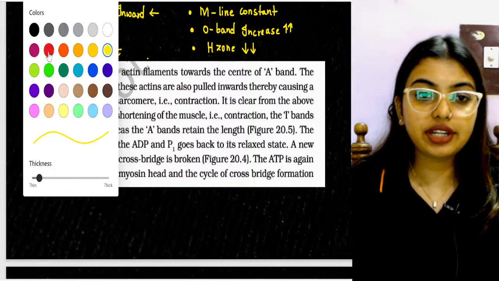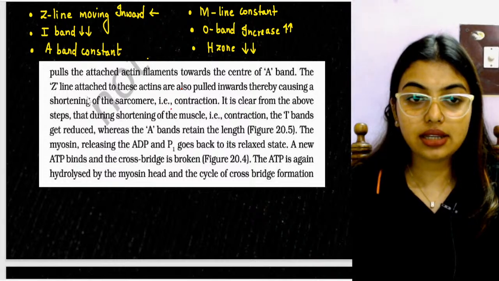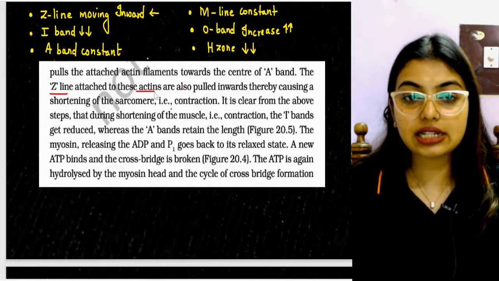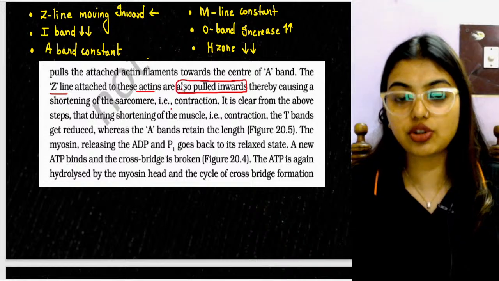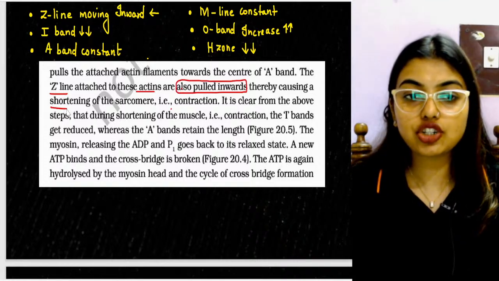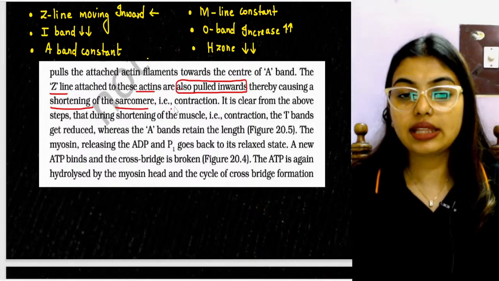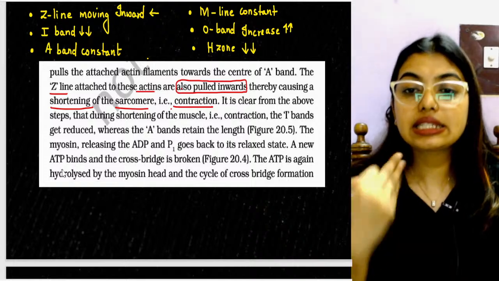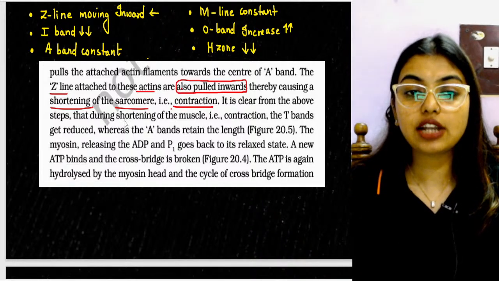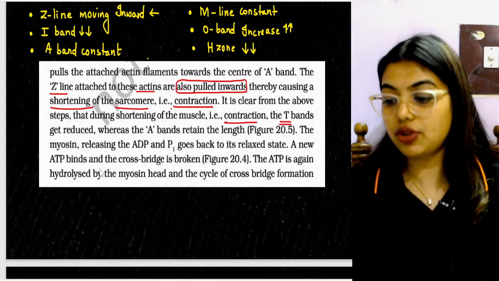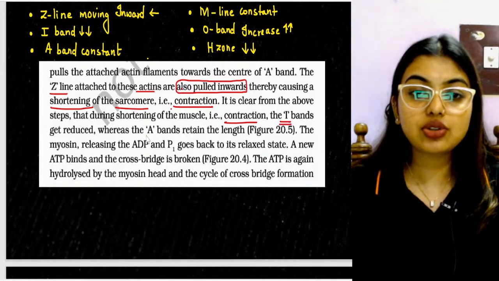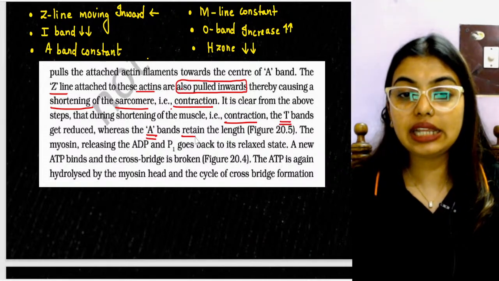So exactly this is what happens when contraction is going to happen. See, you can read it here as well. It is clear. See, the Z line attached to these actins is also pulled inwards. I told you the Z line will be the first one to pull inwards, thereby causing shortening of the sarcomere. That is, contraction is going to happen. It is clear from the above steps that during shortening of the muscle, the I band gets reduced, whereas the A band will retain its length.